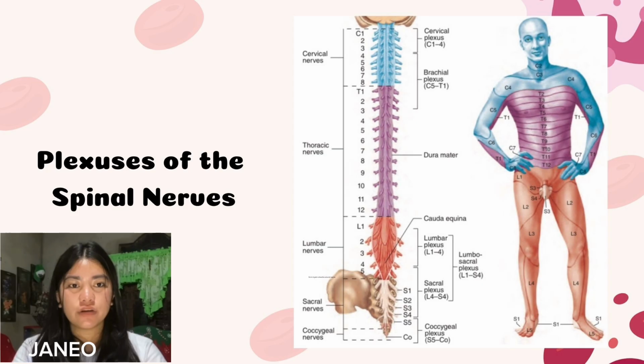Then, the axons of several spinal nerves often join together to form a network called a plexus, before splitting off again to supply the limbs. Key plexuses include the brachial plexus for the upper limbs and the lumbosacral plexus for the lower limbs.